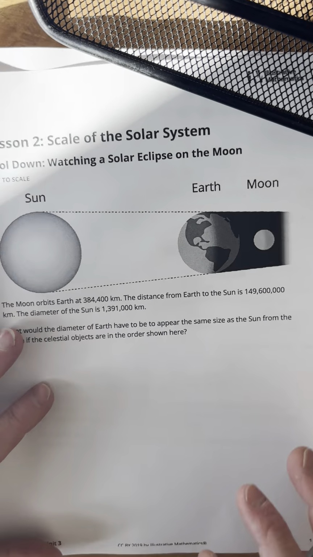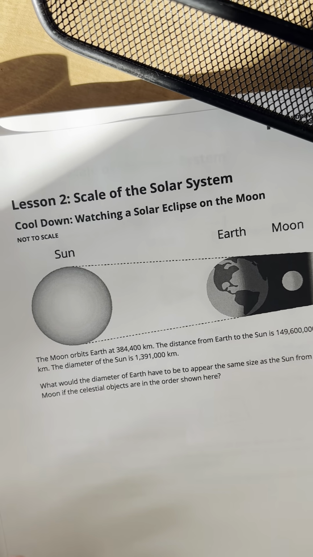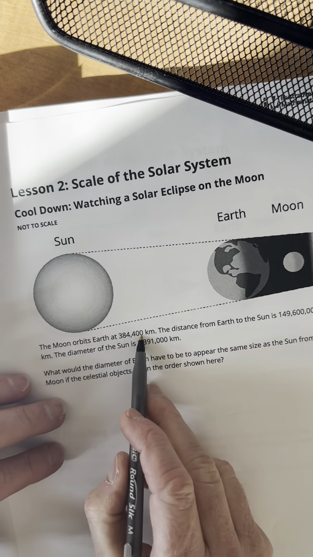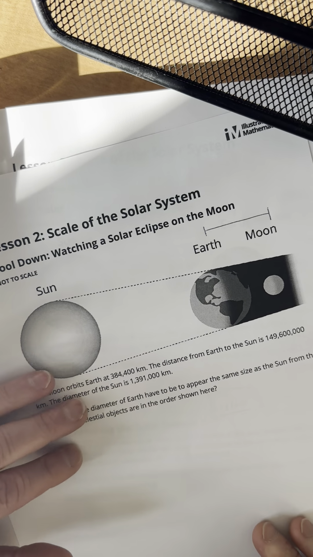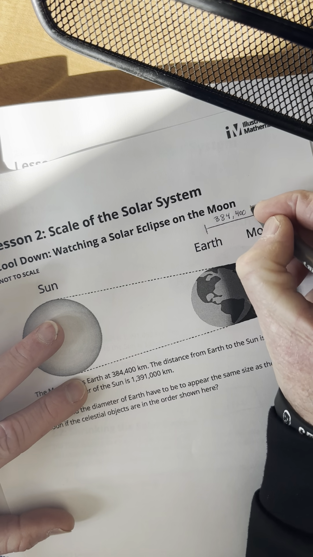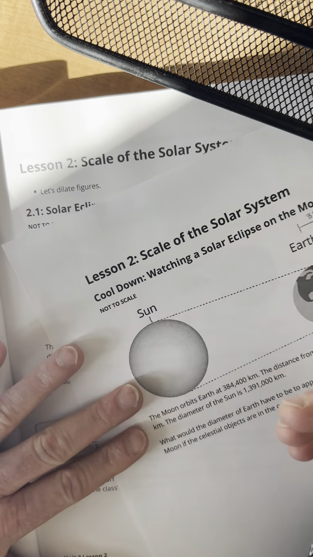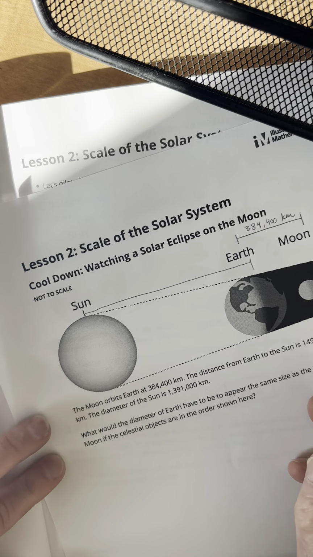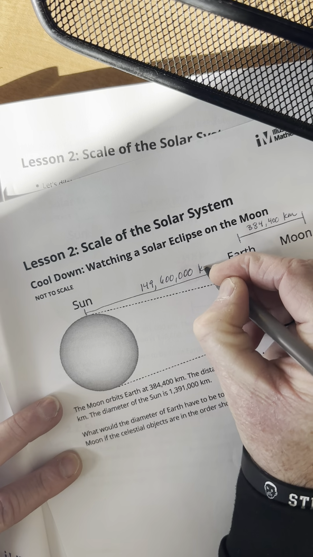Okay, let's do the cool down, and then we'll just call it a day. Okay, the moon orbits the Earth. So essentially the distance from the moon to the Earth is 384,400 kilometers. The distance from the Earth to the sun, again, is 149,600,000 kilometers.